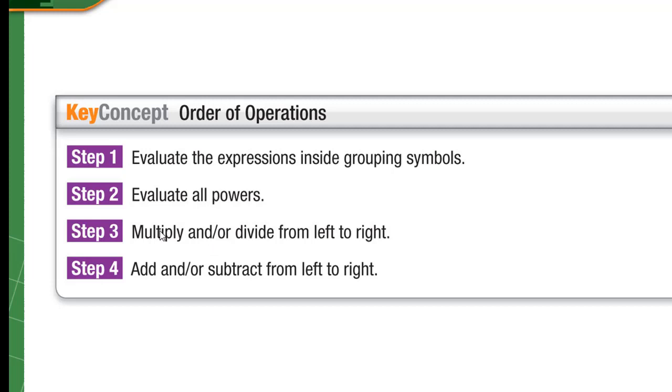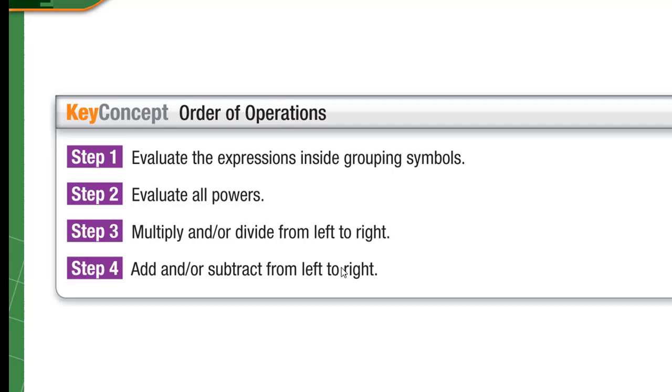Then, crucially, we're going to multiply or divide left to right. Not multiplying first, not dividing first. We're going from left to right with multiplication or division. And finally, the last step in this process is to add or subtract, the lowest level of operation, from left to right.